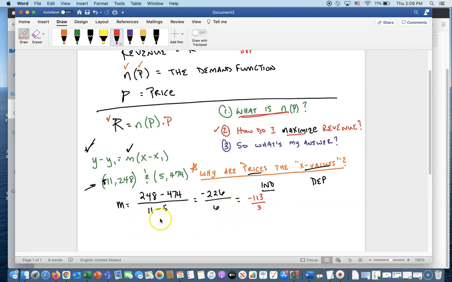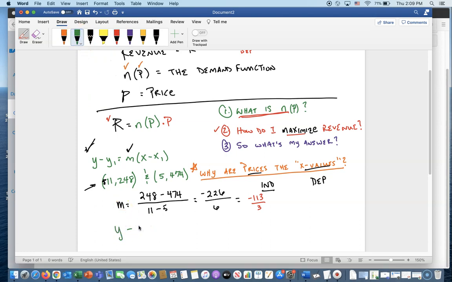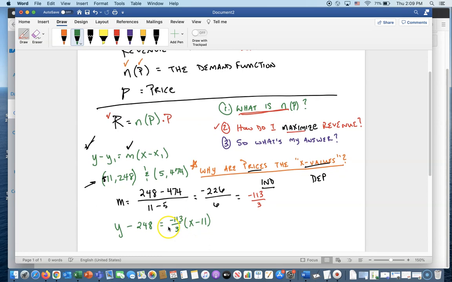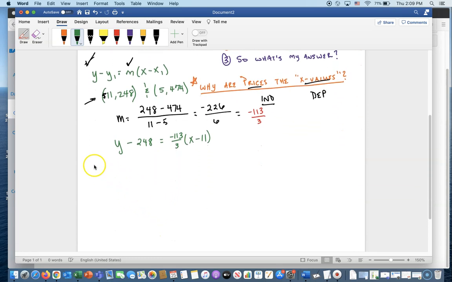Okay, now that we know that our slope is negative 113 over 3, we can go in and plug some information into that equation. So we're going to have y minus 248 equals the slope times x minus that price value of $11. Okay, well, we've got y minus 248 equals negative 113x over 3.